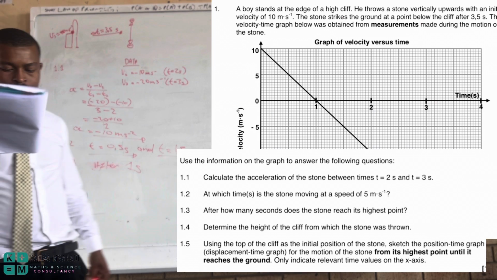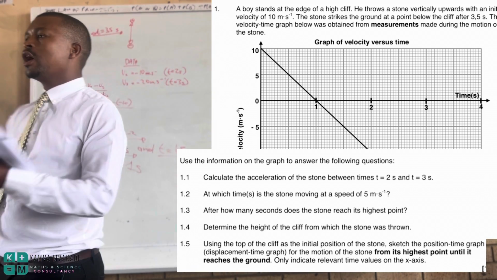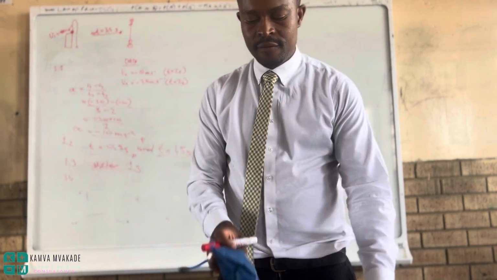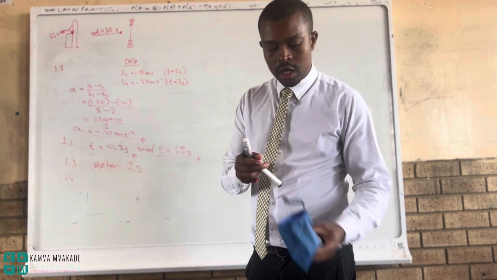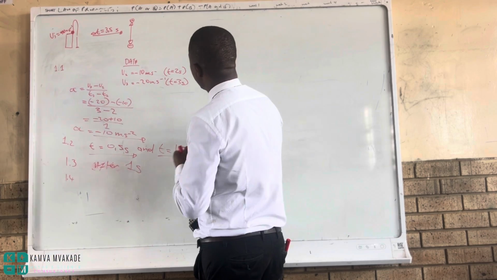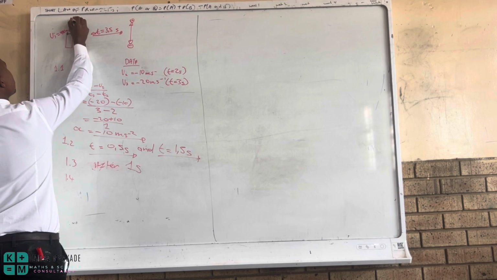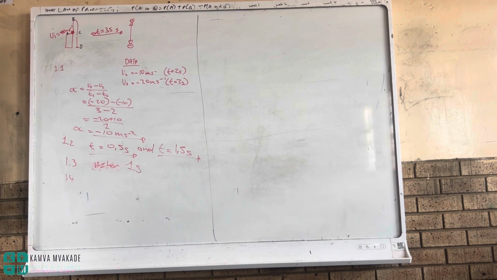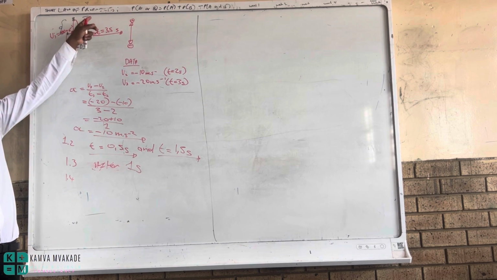Question 1.4: determine the height of the cliff from which the stone was thrown. Again, let us identify A, B, C, D. AB represents the maximum height above the cliff. BD represents the maximum height above the ground.